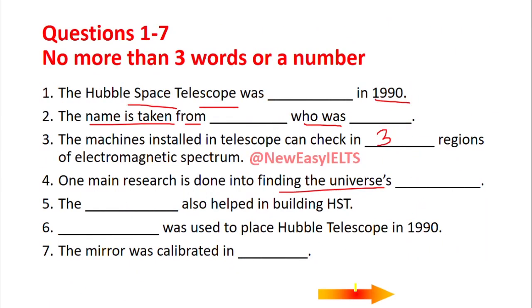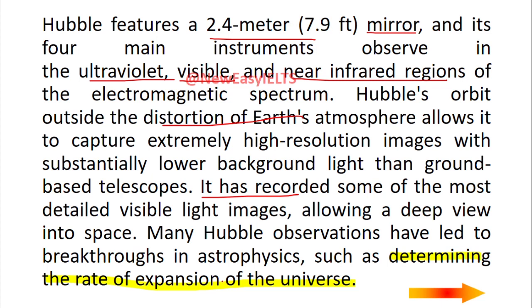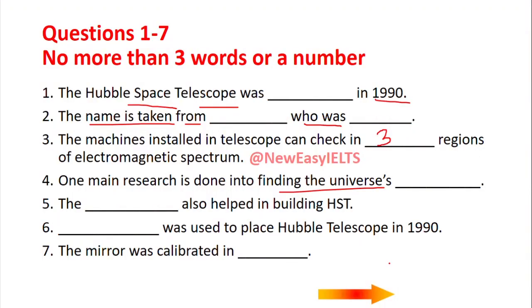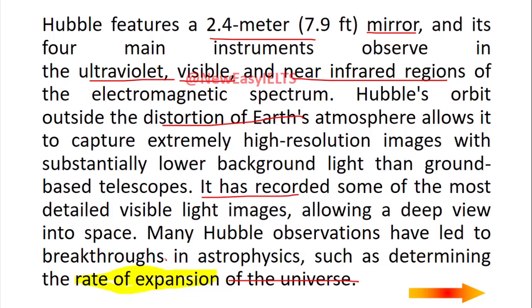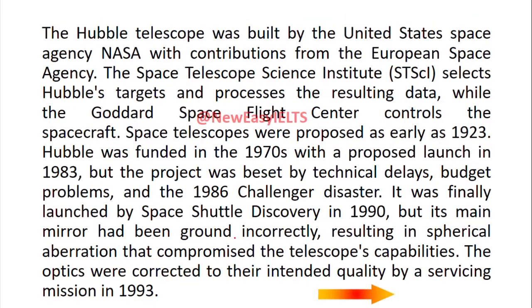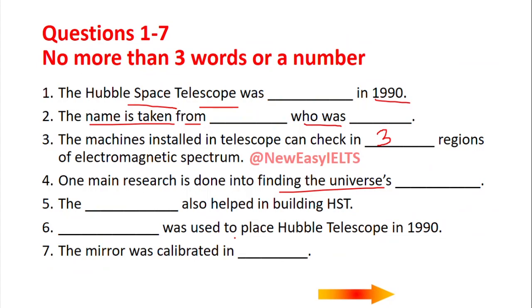We are given universe, so we do not have to read about the universe. So I have just eliminated that. Determining the rate of expansion. Okay, so this is a big keyword, determining the rate of expansion. So let's find out. One main research is done into finding the universe's dash. Universe what? Rate of expansion. The answer is rate of expansion. This is answer number 4.